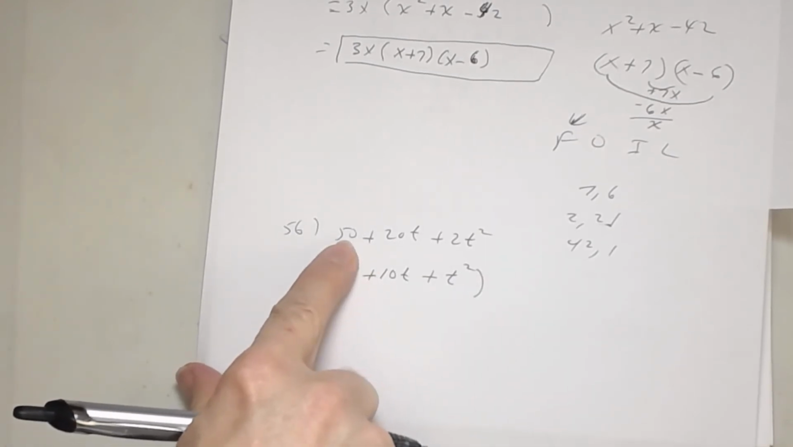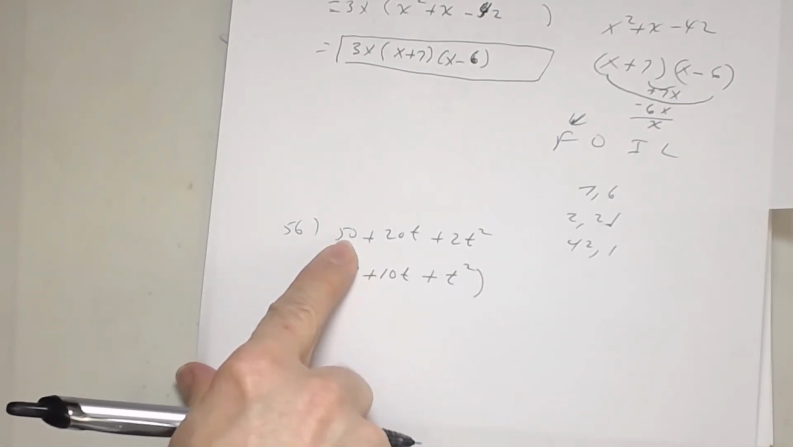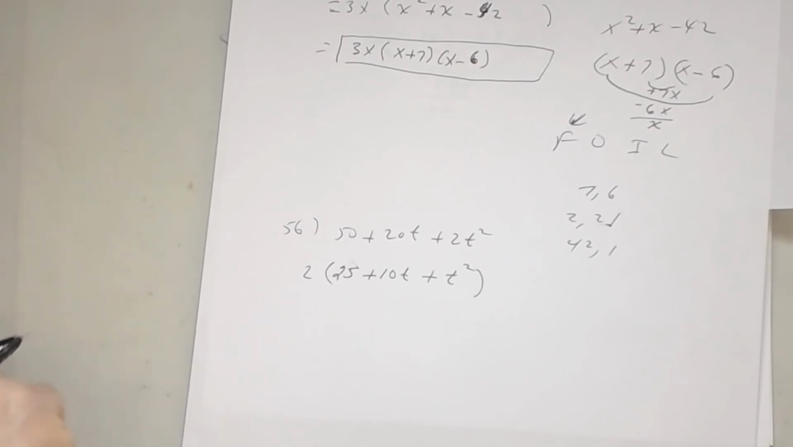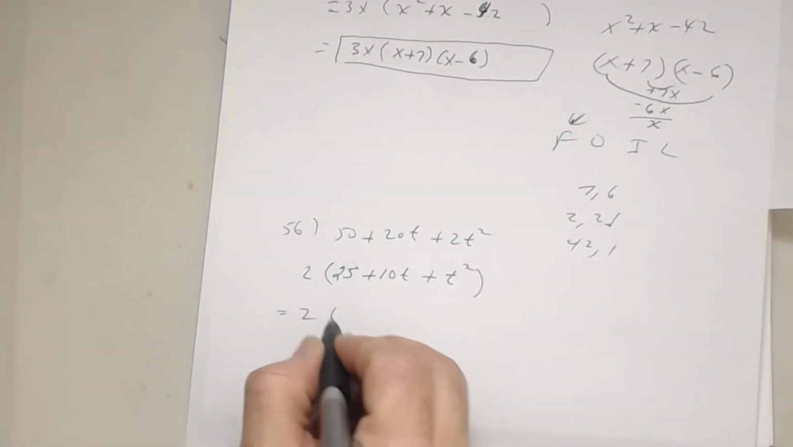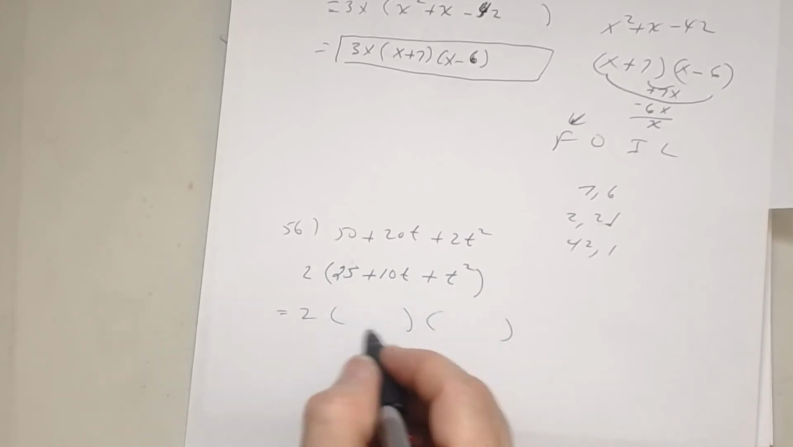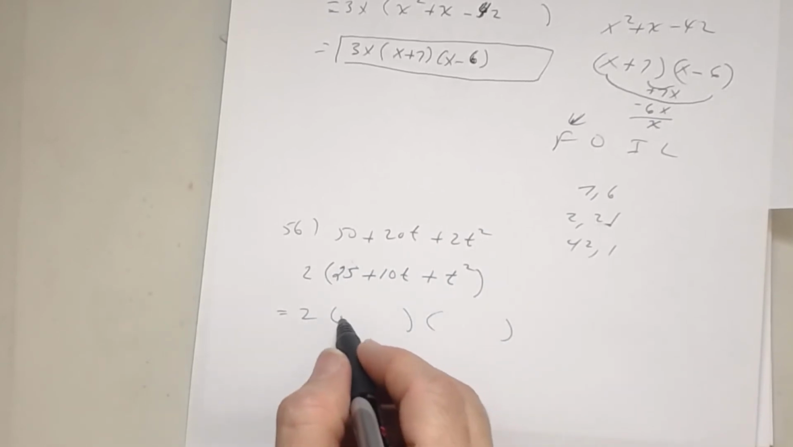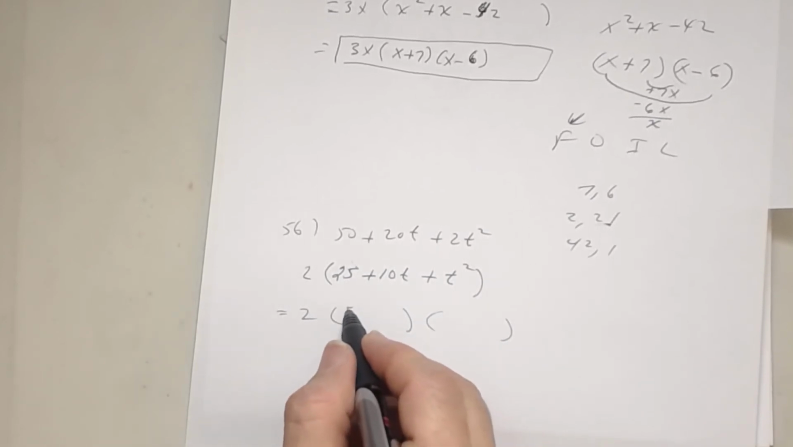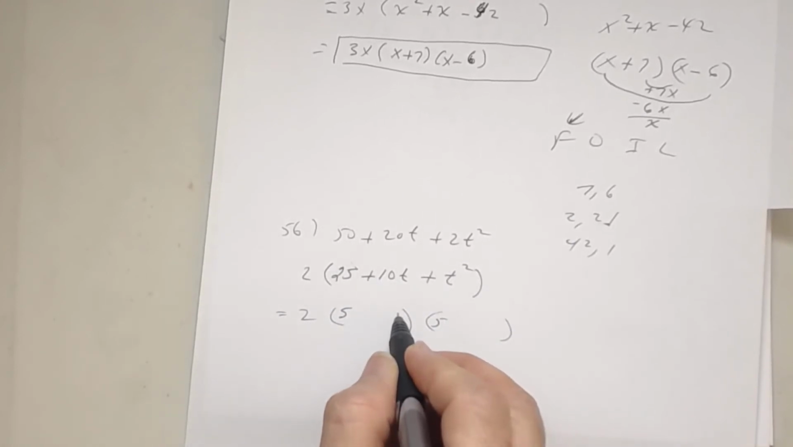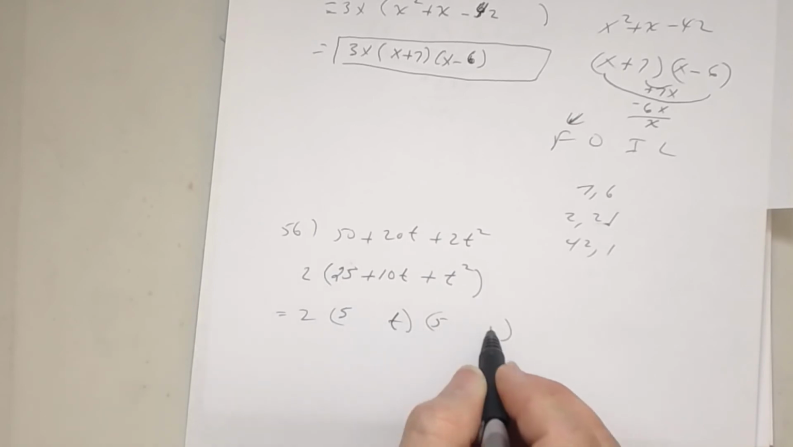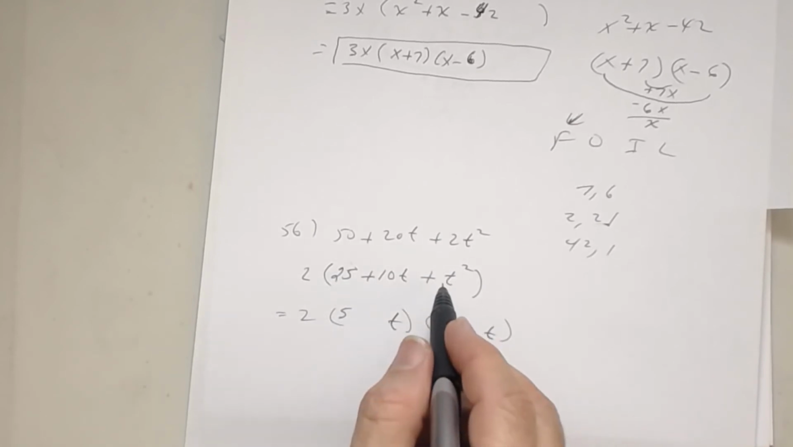No, because that's a 50. That's not 50t. Yeah, you have to have a t in every term. All right, so let's factor this trinomial. This one's easy to factor. What times what's 25? 5 and 5. What times what's t squared? t times t, right? Last sign's positive.